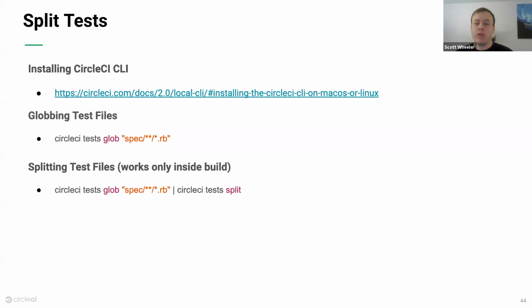You can split tests using the CircleCI CLI. In this example, we glob tests together using circleci tests glob in the path to test definitions, then piping that to circleci tests split to create a test file, which can then be used by CircleCI to automatically distribute the tests to parallel containers.